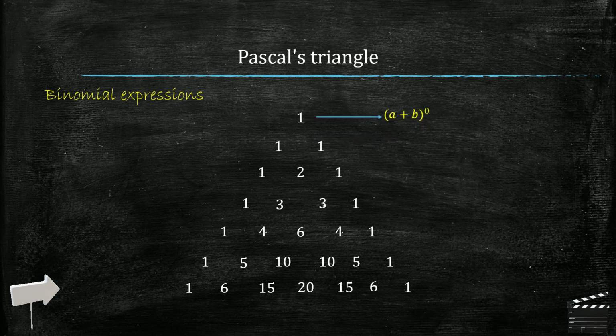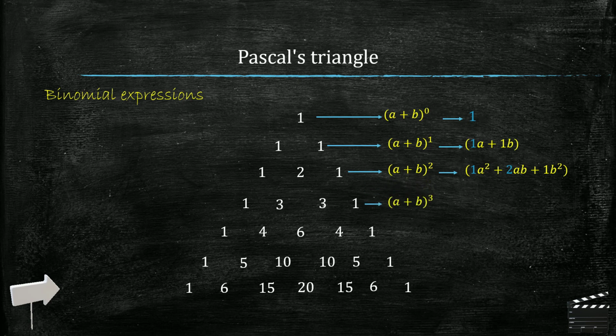The 0th row represents a plus b the whole power 0, the 0th power of a plus b. Anything raised to the power 0 will always be 1. The first row stands for a plus b the whole power 1, and a plus b the whole power 1 will be 1a plus 1b. The next line will be a plus b the whole square, which expands as a square plus 2ab plus b square. And when you look at the coefficients, you get 1, 2 and 1. A plus b the whole cube is expanded as a cube plus 3a square b plus 3ab square plus b cube. When you look at the coefficients, they are inside Pascal's triangle in the same row that was represented.